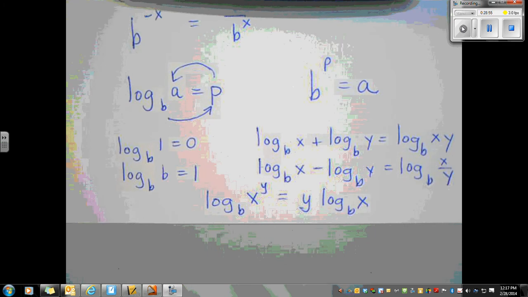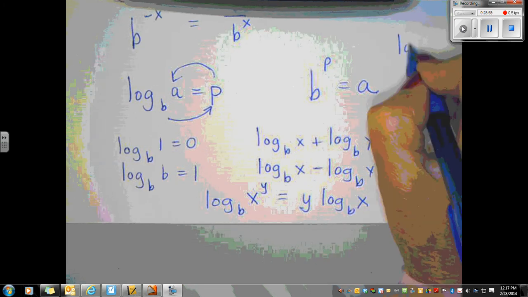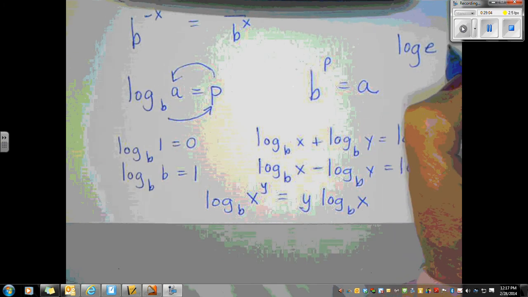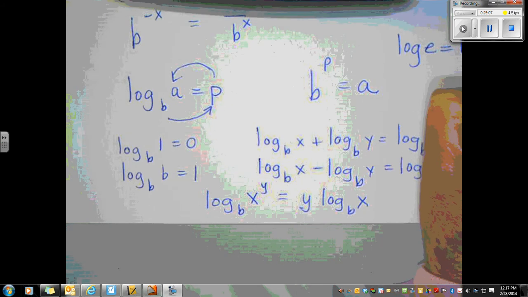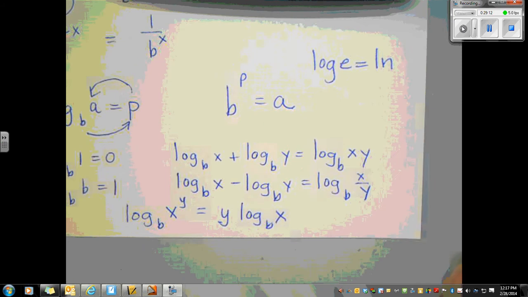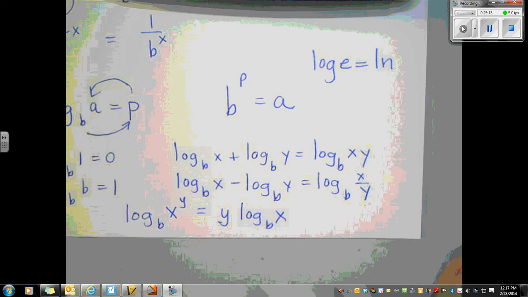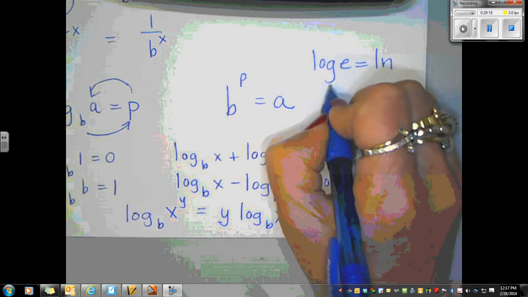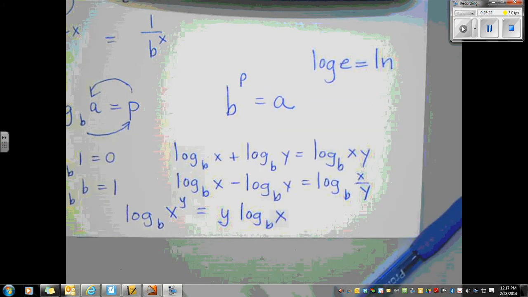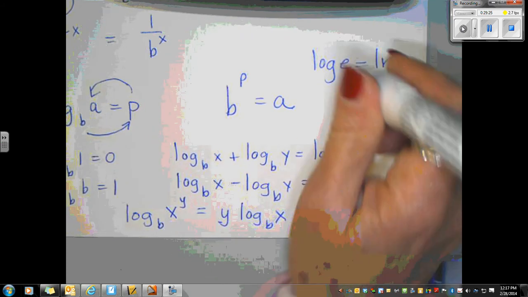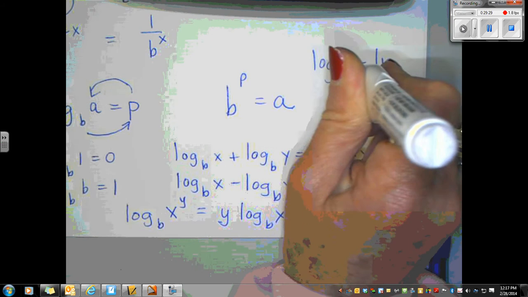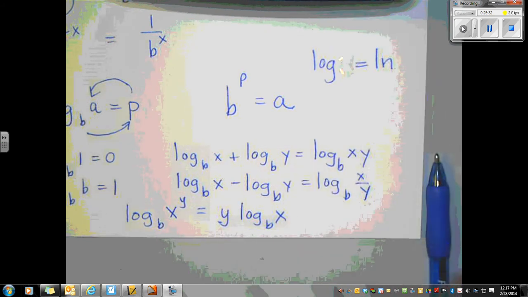Okay, how about if I have log base e? What is that really? ln, right, natural log. This shouldn't be written like this. This should be written as, that e should be the base. Okay?